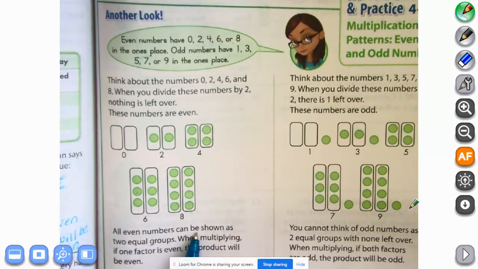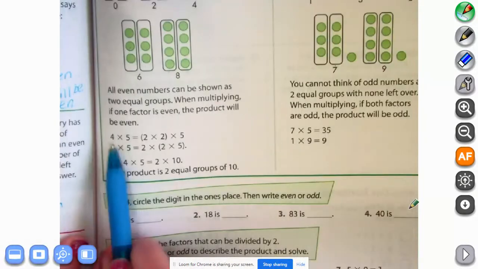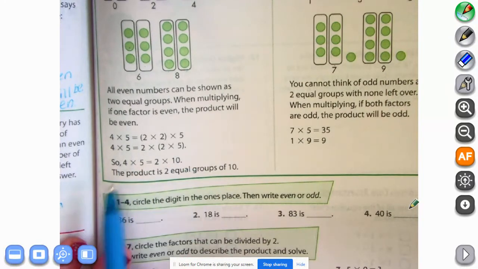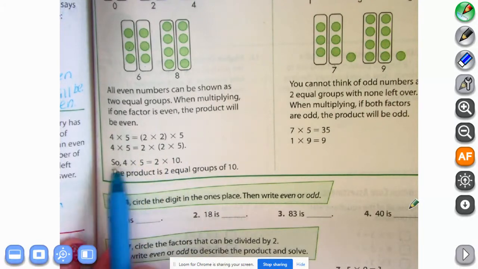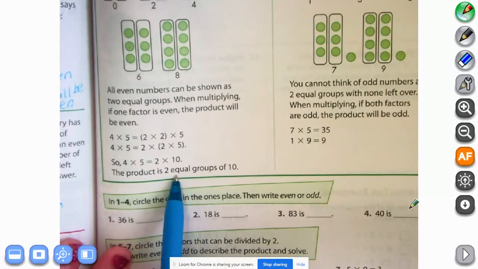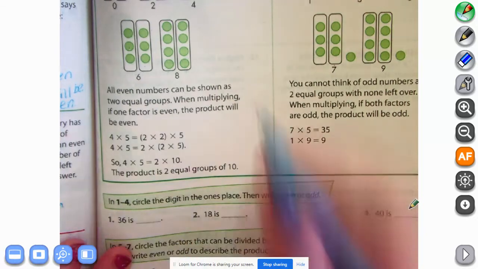All even numbers can be shown as two equal groups. When multiplying, if one factor is even, the product will be even. 4 times 5, which is an odd, equals 2 times 2 times 5. So 4 times 5 equals 2 times 10. The product is 2 equal groups of 10. Boy, that was a lot to say.